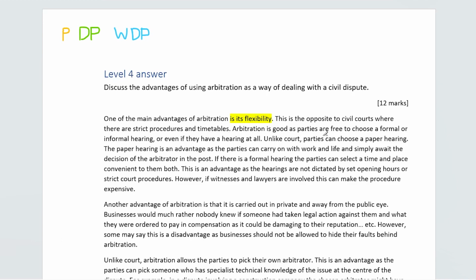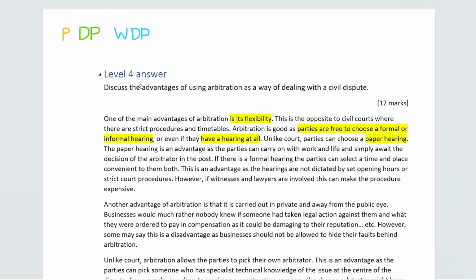Arbitration is good as parties are free to choose a formal or informal hearing, or even if they have a hearing at all. Parties are free to choose a formal or informal hearing, that's his point, or have a hearing at all. Another point, part of his point. Unlike court, parties can choose a paper hearing. Another point, paper hearing. The paper hearing is an advantage as the parties can carry on with work and life and simply await the decision of the arbiter in the post.